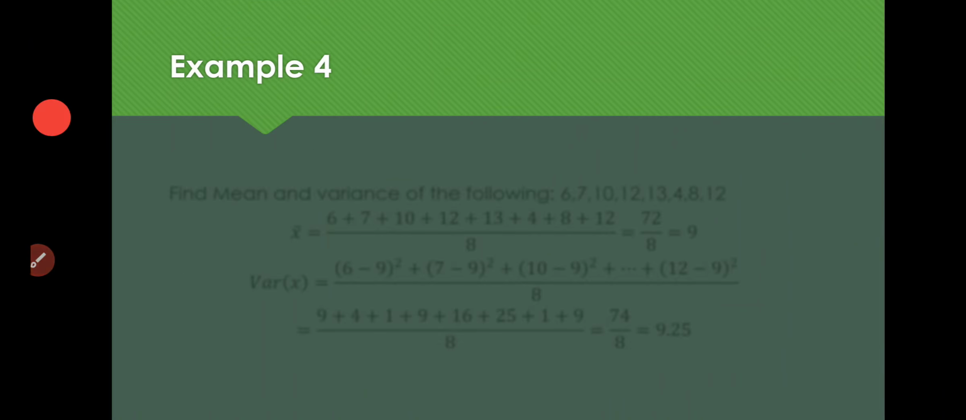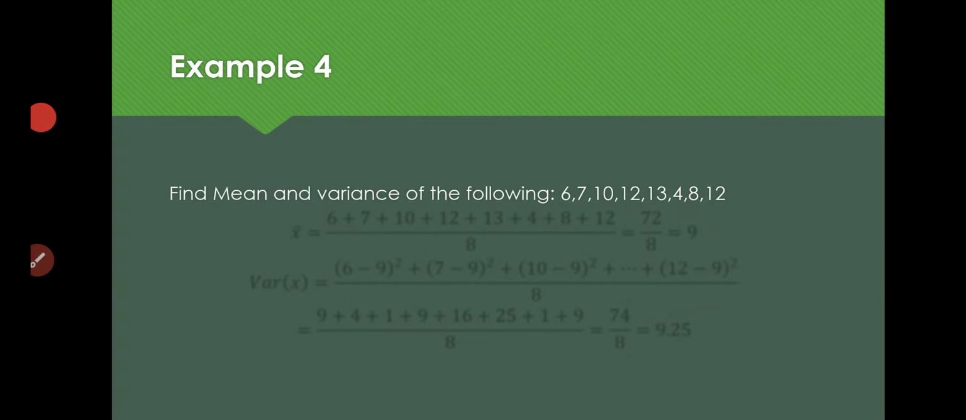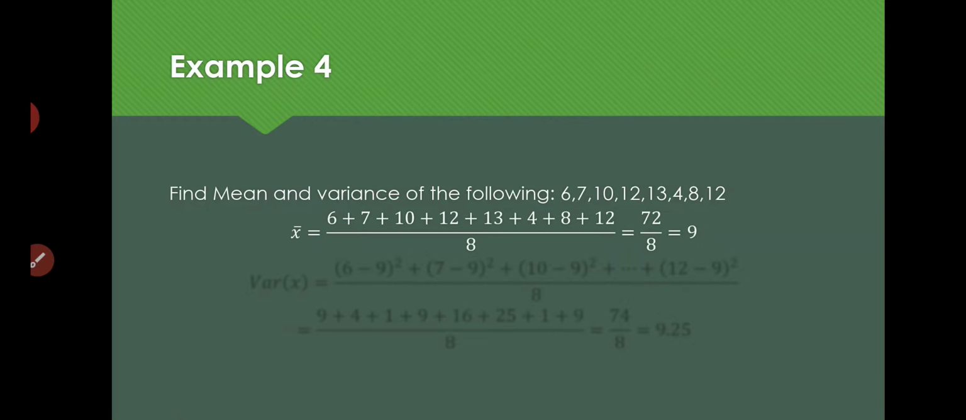Question number 4: find the mean and the variance of the following. You are given the data, you have to calculate the mean. For the mean, simple, add up, divide, you get the mean. The mean is coming out to be 9. Then for the variance, once you have the mean, you need to subtract the mean from each and every single data value, take the square of it, and then add and divide.